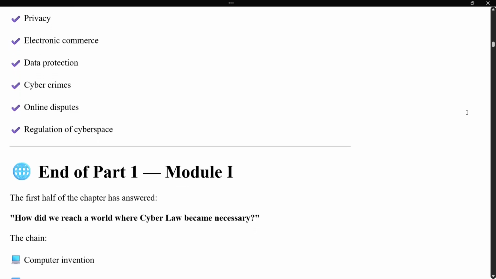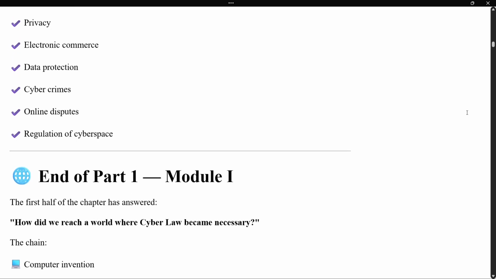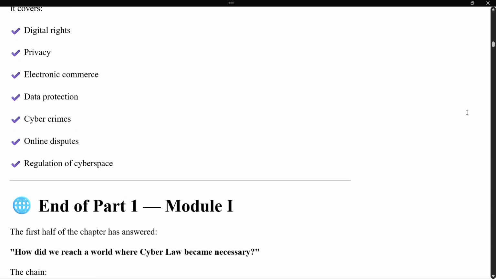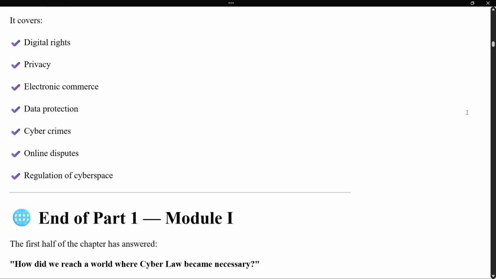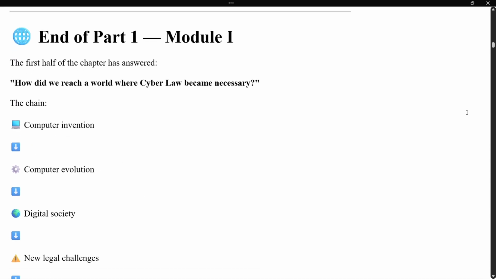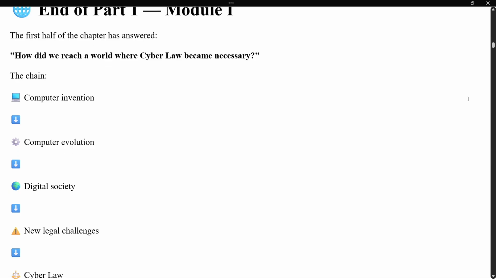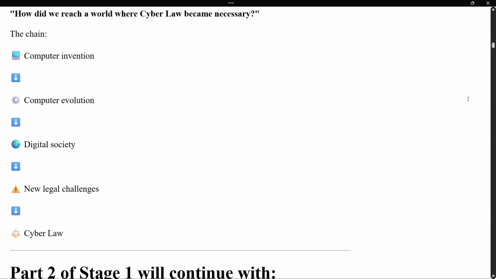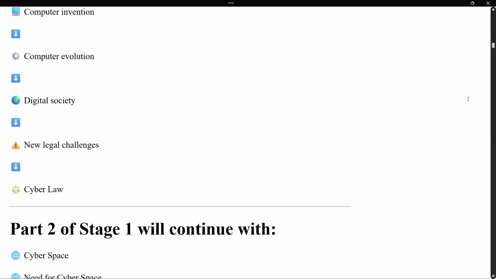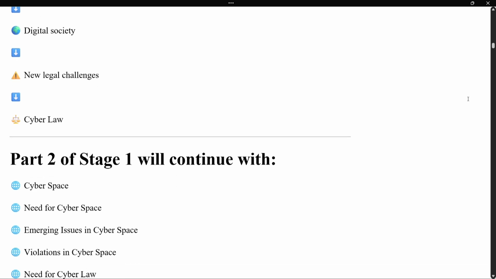End of Part 1, Module I. The first half of the chapter has answered: how did we reach a world where cyber law became necessary? The chain: personal computer invention, computer evolution, digital society, new legal challenges, cyber law.